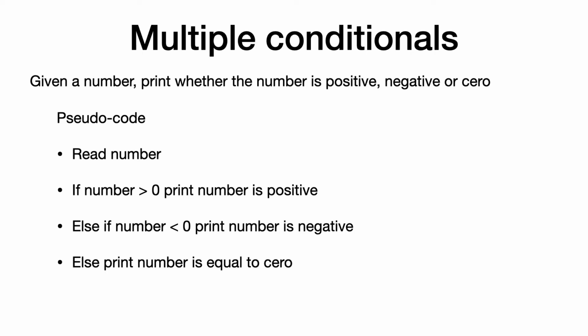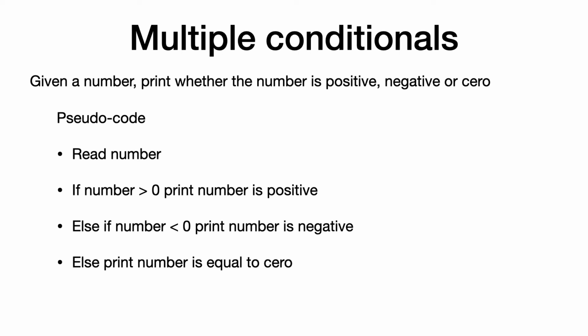We can also have multiple conditionals. For instance, let's say we have this problem to solve. Given a number, print whether the number is positive, negative, or 0. As you can see here, we have three possibilities. Therefore, we need to use more than one conditional. Let's see how we can solve it.